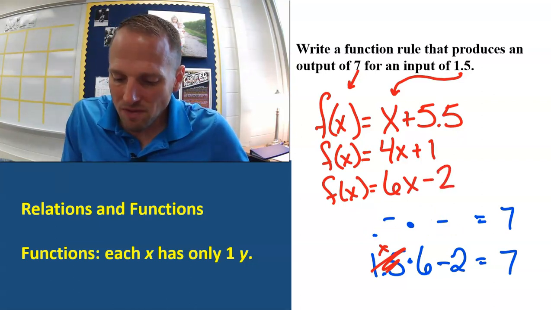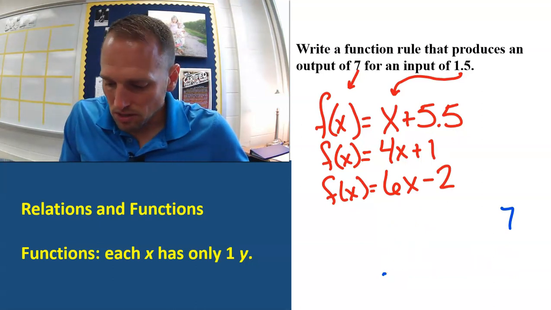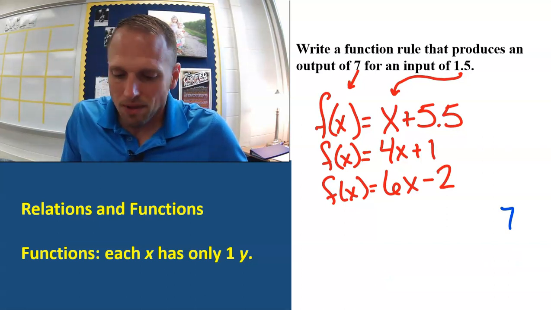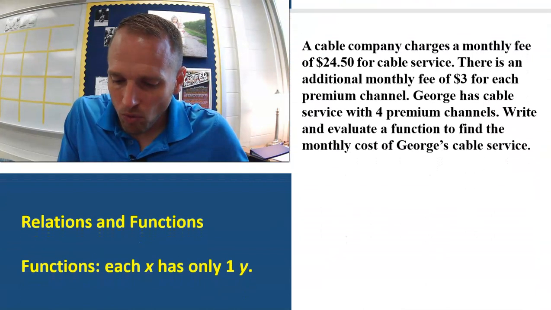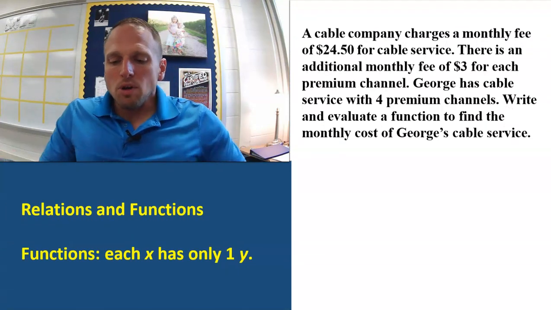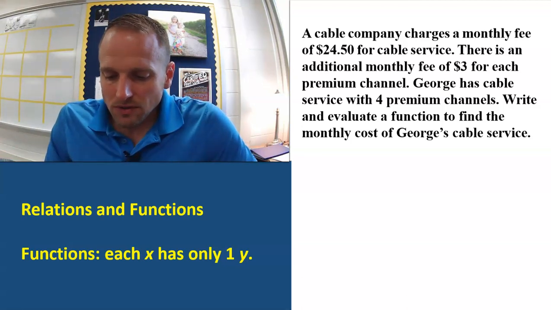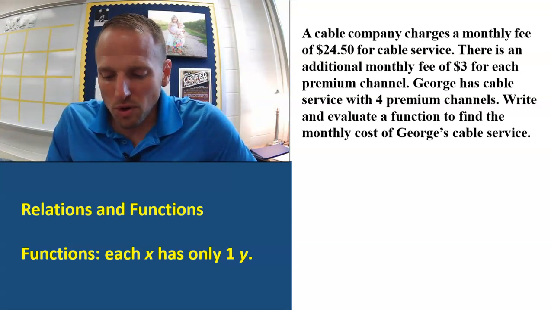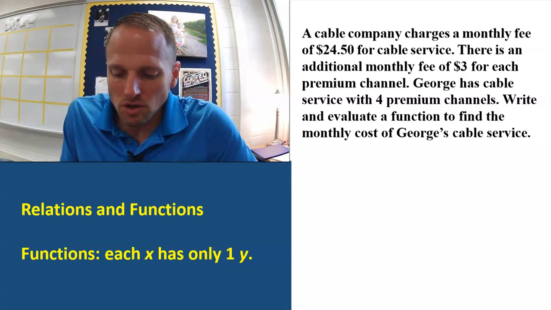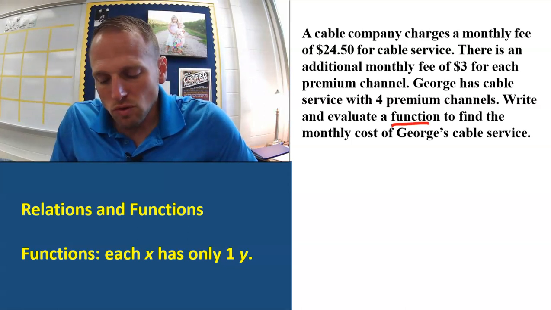So any of these would work, but like I said, without a doubt, the easiest one is going to be the top one. That's the easiest one. Let's look at one more. A cable company charges a monthly fee of $24.50 for cable service. There's an additional monthly fee of $3 for each premium channel. George has a cable service with 4 premium channels. Write and evaluate a function, just think equation, to find the monthly cost of George's cable service.